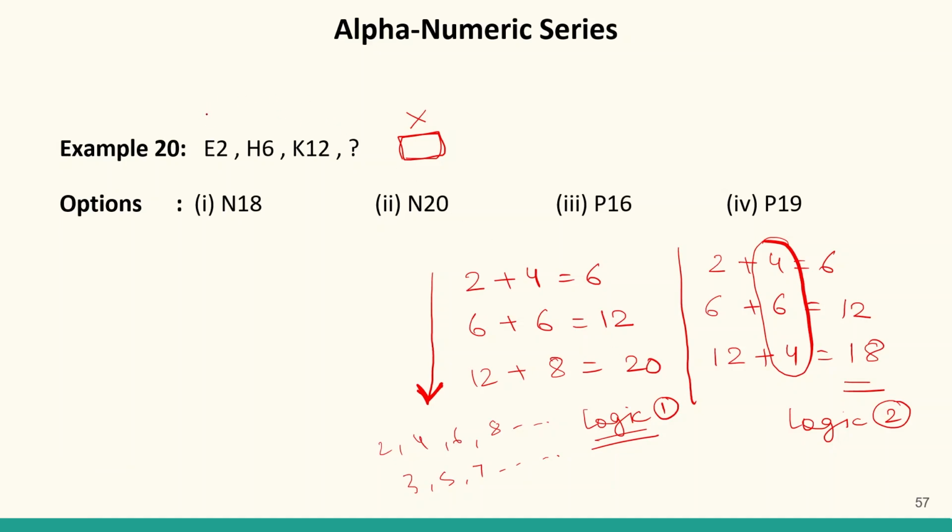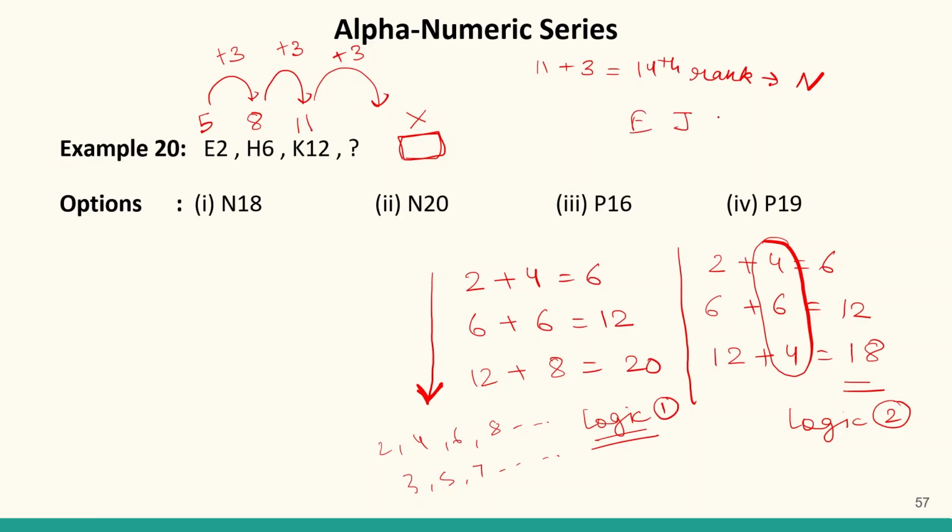Now check the letters. E is positioned at 5. H is positioned at 8. K is positioned at what now? K is positioned at 11. Right? So I can see that there is an increment of 3. From 8 to 11th position also we are increasing 3. So we have to increase by 3 now. 11 plus 3 will give us what? Will give us the 14th rank. 14th rank is of N.